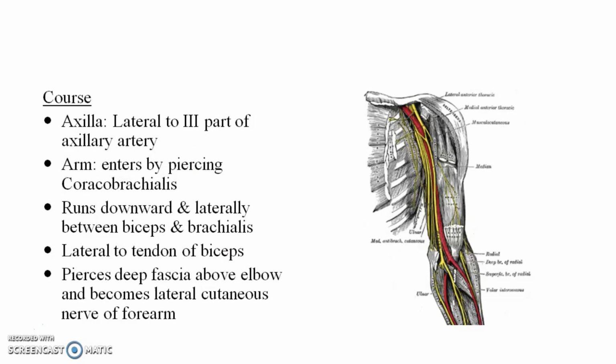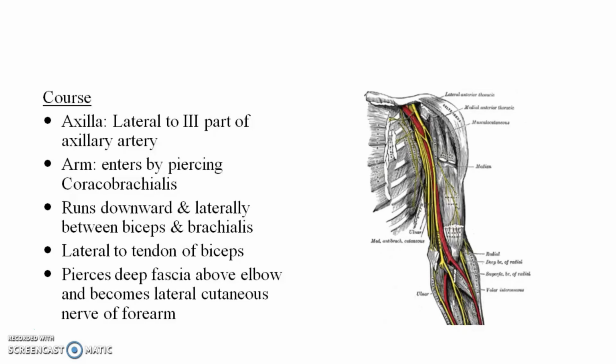Now talking about the course of this particular nerve, we are dividing it into 4 regions, that is axilla, arm, forearm and hand region, which we will deal with later. Now we will be thorough with the arm region. So in axilla, it is present lateral to the third part of the axillary artery. If you are thorough with the axillary artery, it is very easy for you to understand. So in axilla, it is related lateral to the third part of the axillary artery.